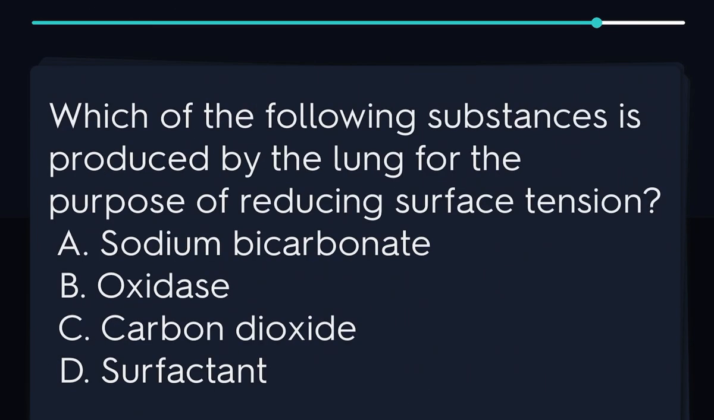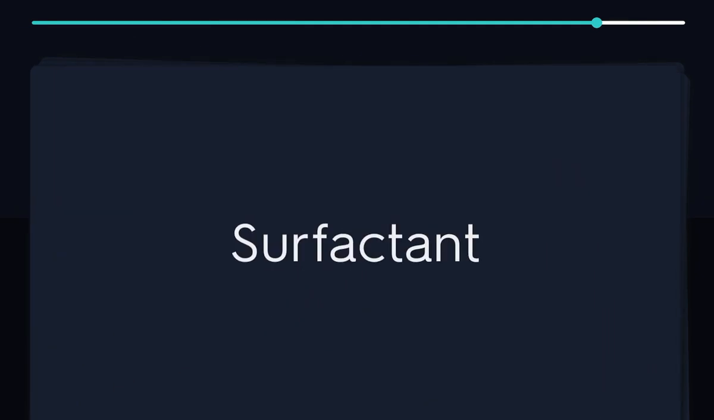Which of the following substances is produced by the lung for the purpose of reducing surface tension? A. Sodium bicarbonate. B. Oxidase. C. Carbon dioxide. D. Surfactant. Surfactant.